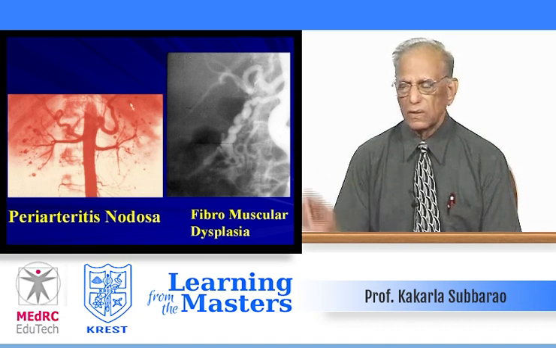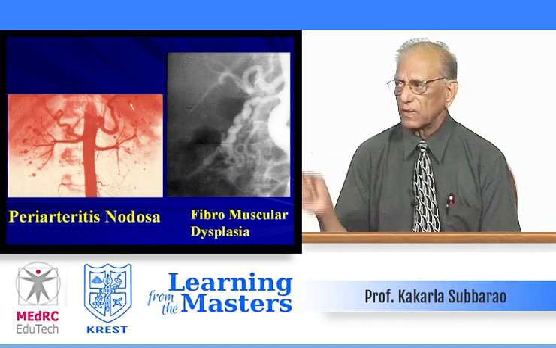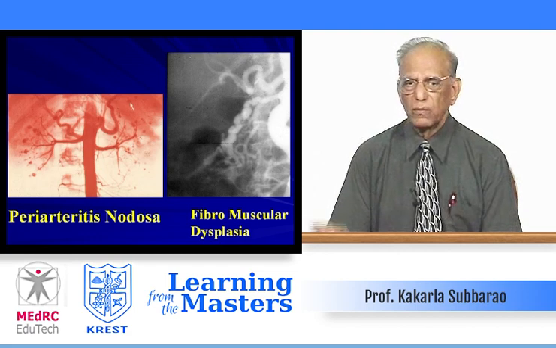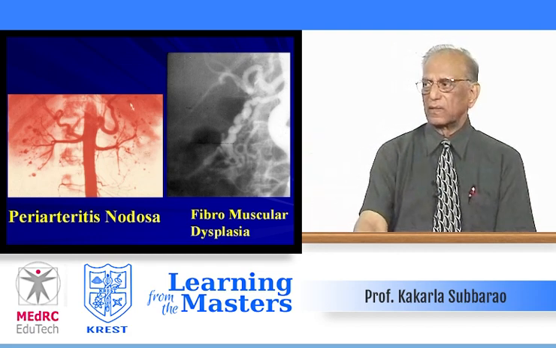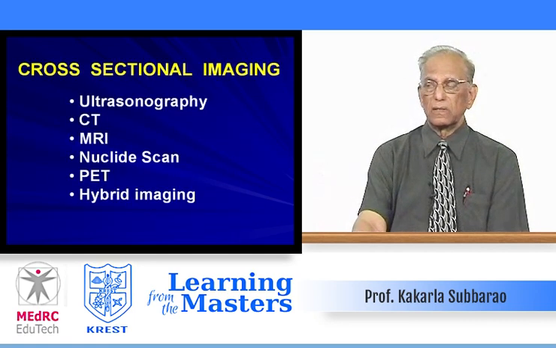Periarteritis nodosa, look at the multiple aneurysms in the aortic angiography with renal arteries well outlined. And also you can see a cone view of the right renal artery, fibromuscular dysplasia with beaded appearance of the right renal artery, selective renal angiography. Cross-sectional imaging: ultrasonography, CT, MRI, nuclear scan, PET, hybrid imaging.